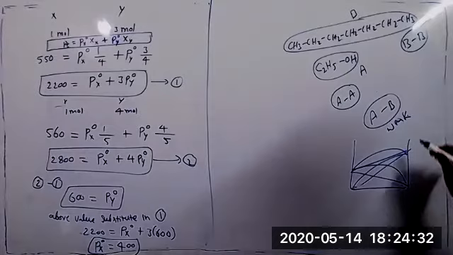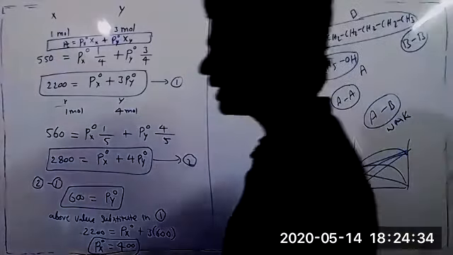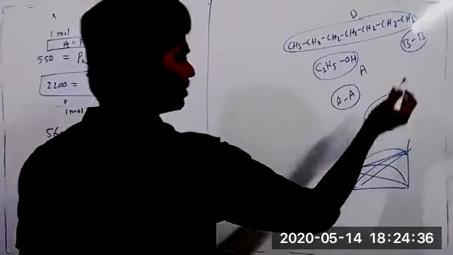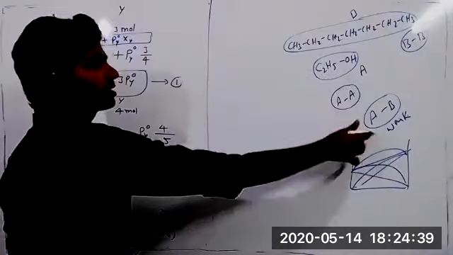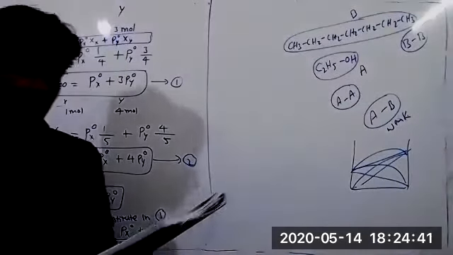Poor interactions mean positive deviation. Strong interaction between A and B gives negative deviation. But here there is poor interaction, so it shows positive deviation. Next question.